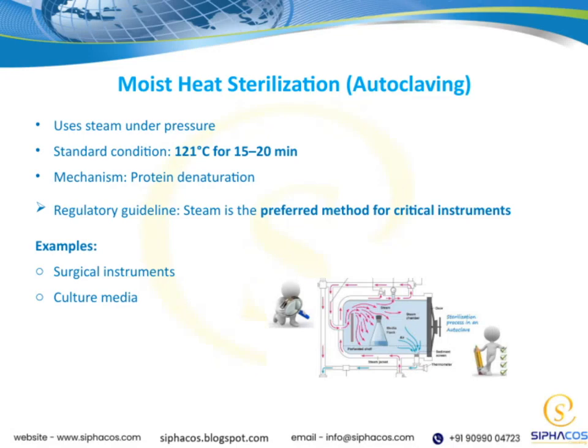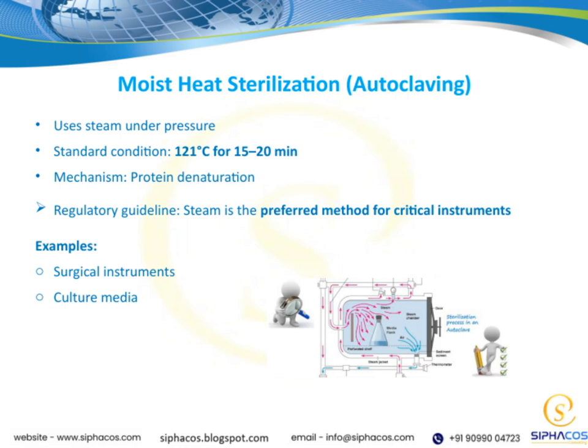Now, let's talk about moist heat sterilization, also known as autoclaving. This method uses steam under pressure to achieve sterilization. The standard conditions we typically follow are 121 degrees Celsius for about 15 to 20 minutes. The main mechanism behind this process is protein denaturation, which effectively destroys microorganisms.